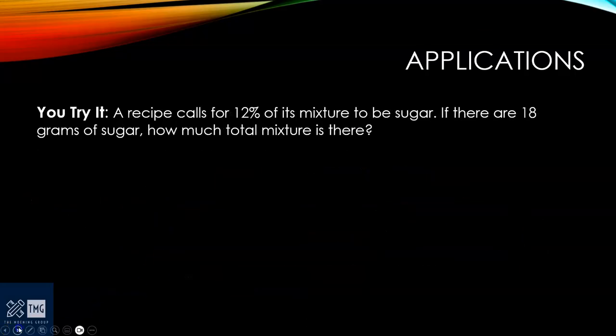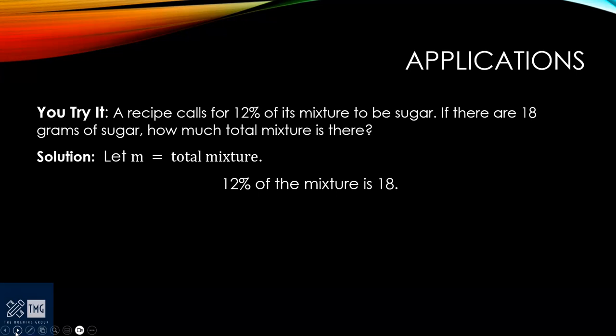And the last one. A recipe calls for 12% of its mixture to be sugar. If there are 18 grams of sugar, how much total mixture is there? Okay, so first things first, what are we trying to find? Well, the total mixture. So the total mixture would be M. Then let's rewrite. 12% of the total mixture is 18 because we know that 12% is sugar and there are 18 grams of sugar. So 12% of the total is 18.